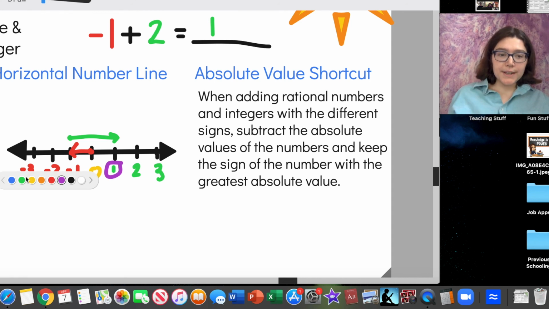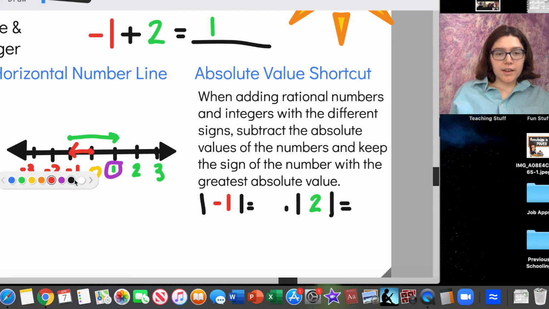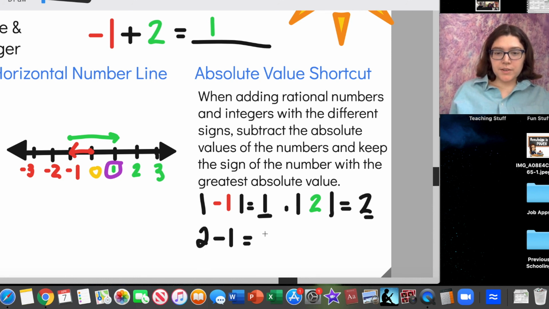Let me first do it so we see what the process is. And then we'll talk about why it works. All right, so to do this, we need to subtract the absolute values of the numbers. So we have to figure out the absolute value of negative 1, that is positive 1. And then the absolute value of positive 2 is positive 2. So we found the absolute values of the numbers. Now let's subtract them. So we're going to do 2 minus 1. 2 minus 1 is 1.